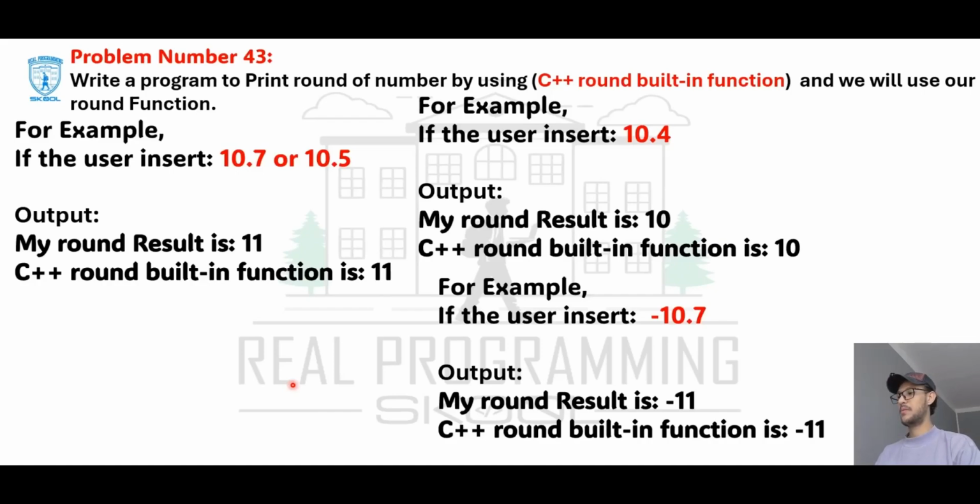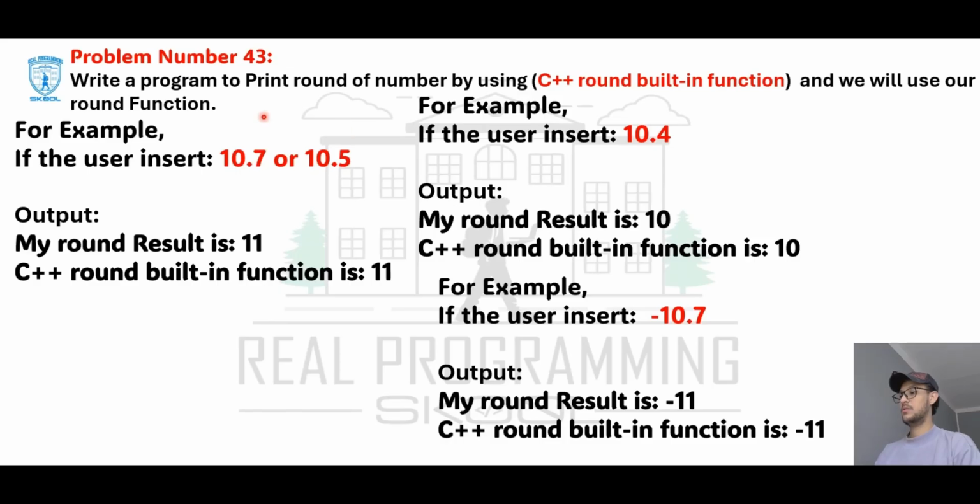Today we're going to have problem number 43: write a program to print the round of a number by using the C++ round built-in function, and we will also create our own round function. We took the built-in function already before.